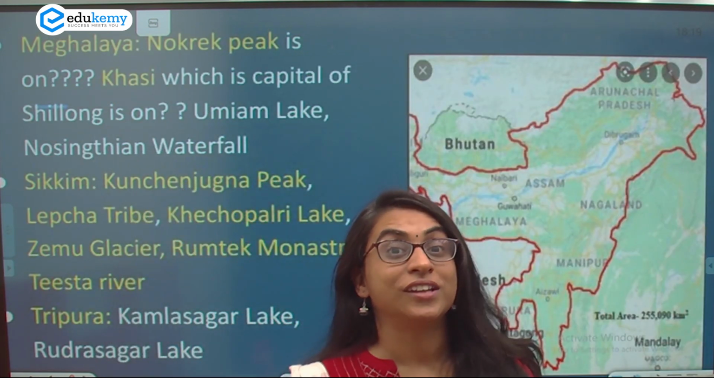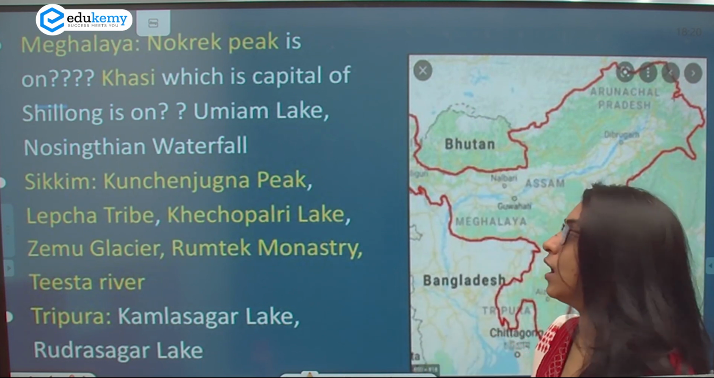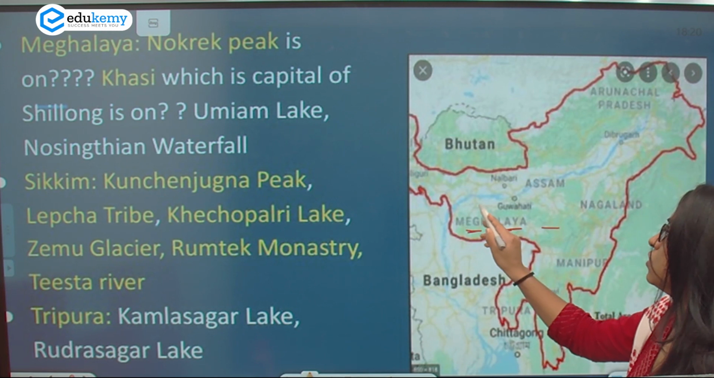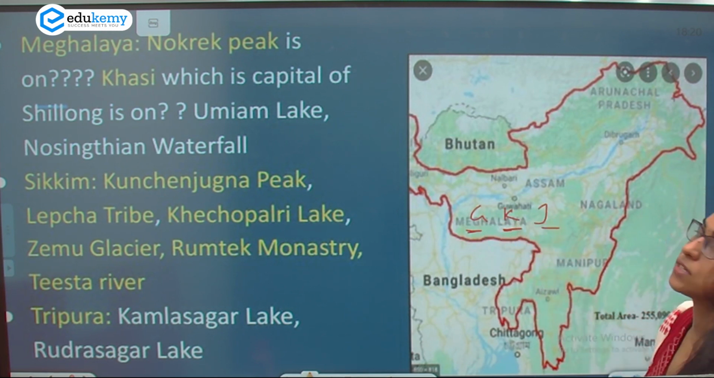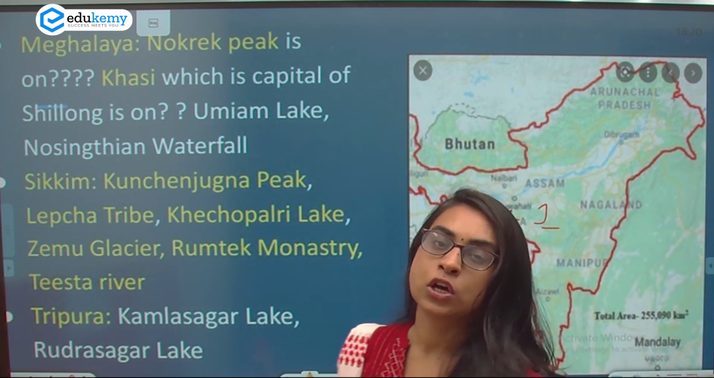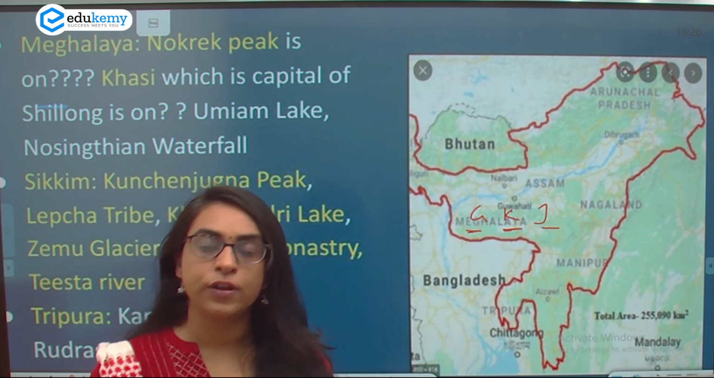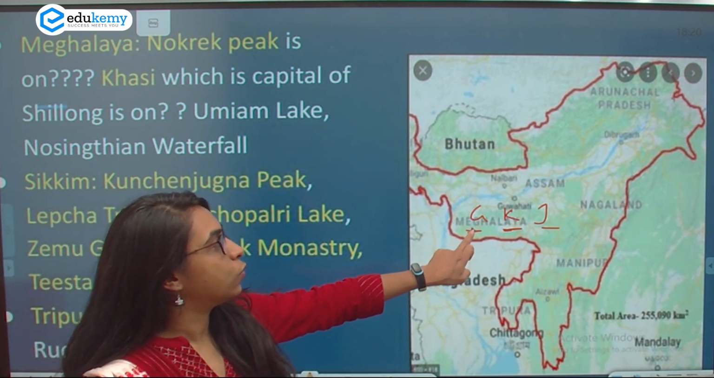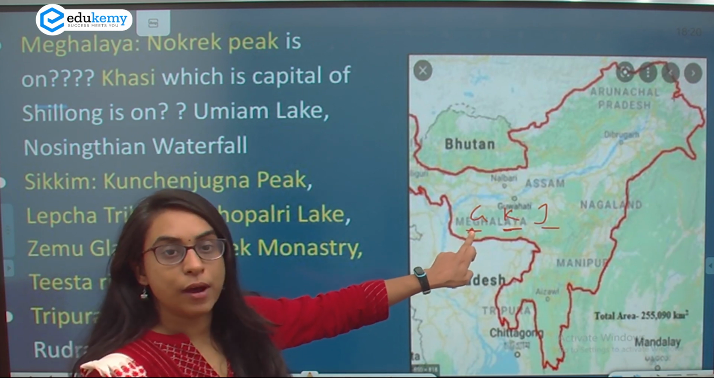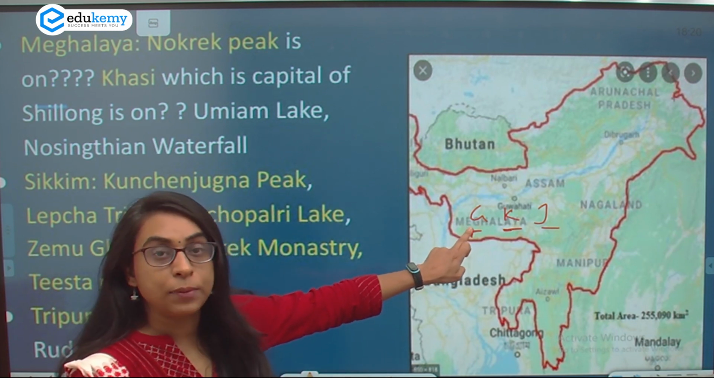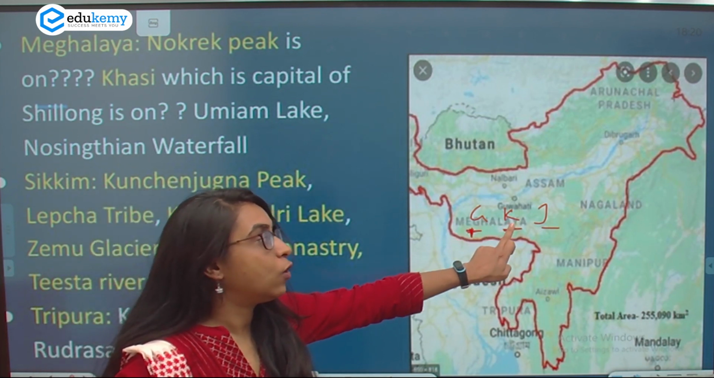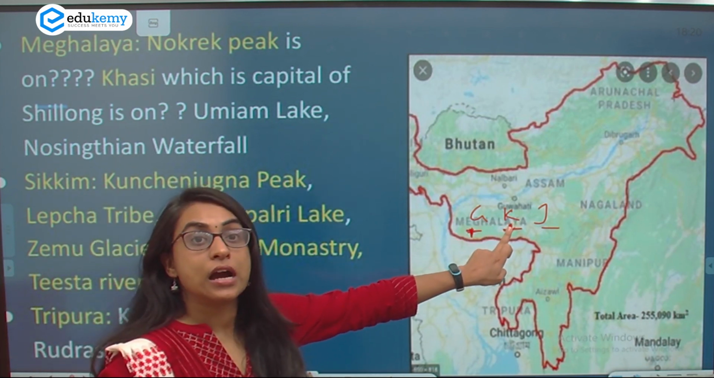The northeast is not yet complete. Let's talk about Meghalaya. Meghalaya has important hills of Garo, Khasi and Jaintia. So on these Garo, Khasi, Jaintia hills there are important features. For example, we already saw in PYQ that the Nokrek Biosphere Reserve or the Nokrek Peak is on the Garo. Shillong, which is the capital of Meghalaya, is in the Khasi Hills.